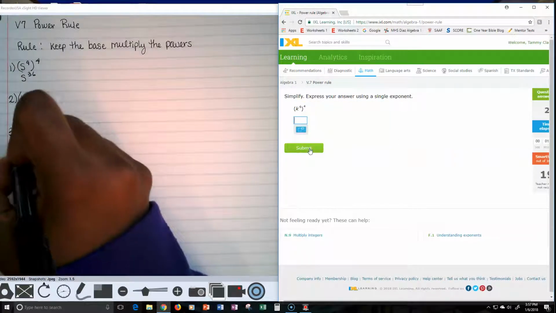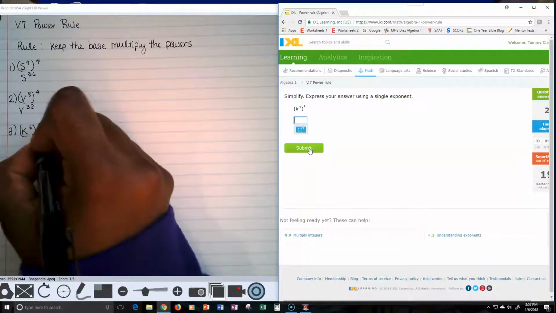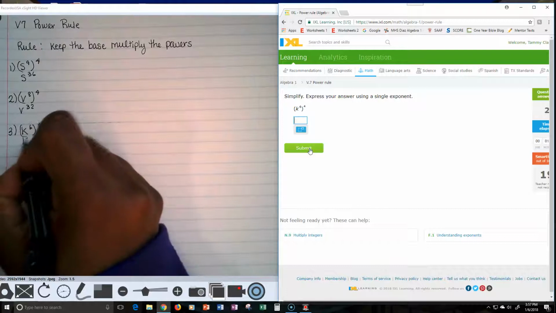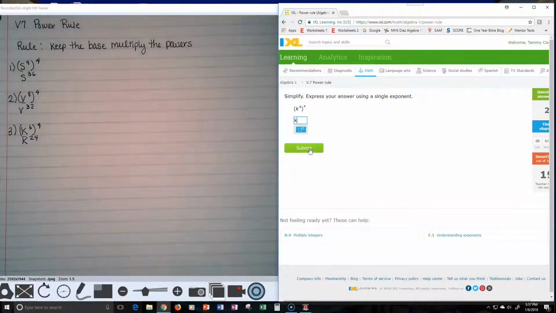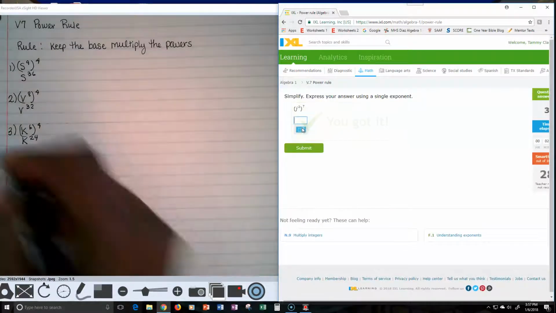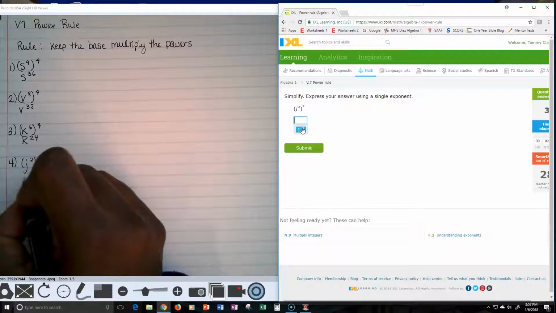Number 3, k to the 6th raised to the 4th power. That would be k to the 6 times 4, which is 24. The answer would be k to the 24th power. Number 4, we have j to the 2nd power raised to the 7th power.